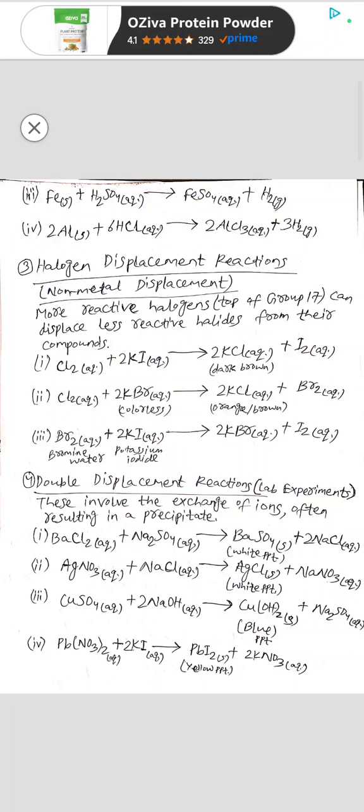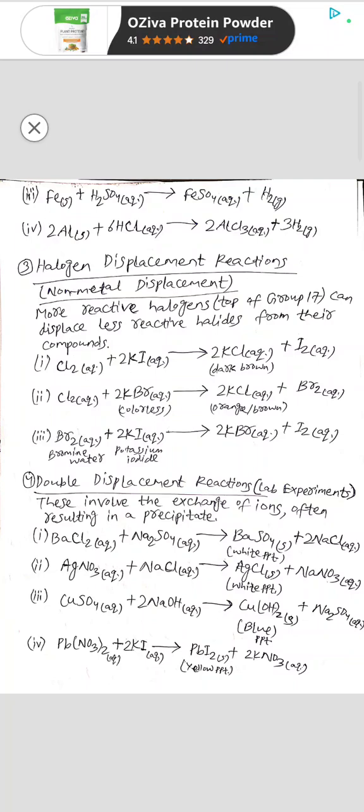Another example of neutralization reaction is when NaOH reacts with H2SO4, sulfuric acid, then it will form sodium sulfate, Na2SO4, and water. Or another example we can say is when potassium hydroxide, KOH, reacts with HCl, hydrochloric acid, then it will form KCl, potassium chloride, and water. So there are a lot of examples of neutralization reactions.